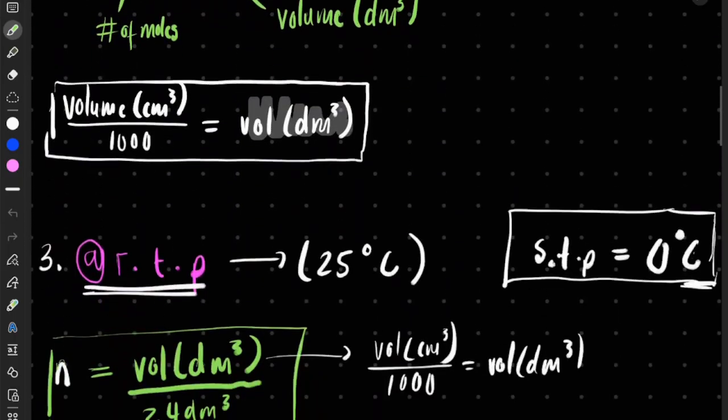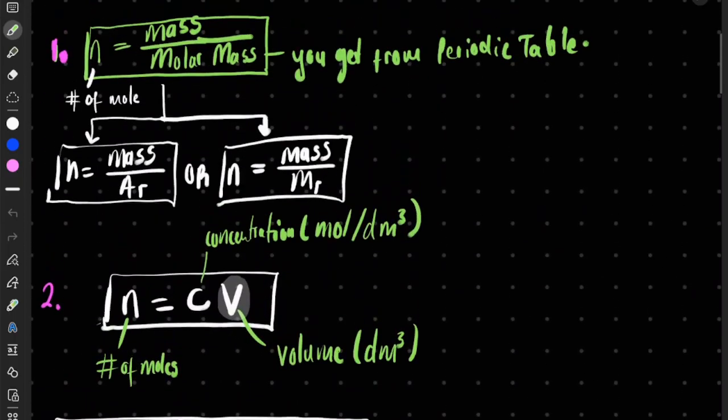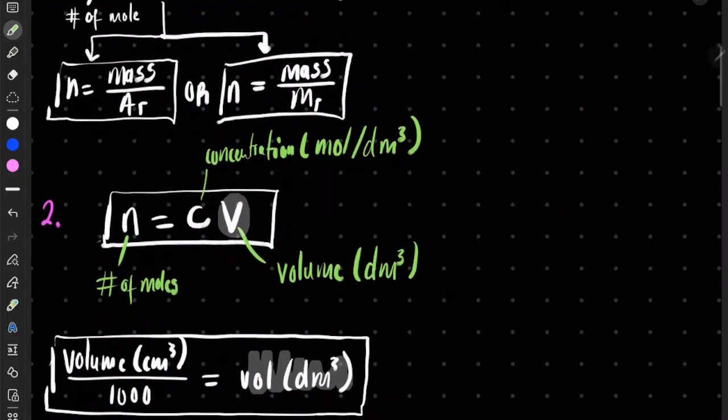One of these 3. So the first one is, if you are given the mass, then you have to use this formula number 1. I hope you're listening. If you're given mass, then you have to use this formula number 1. Number of moles is mass over molar mass, which we can make mass over AR if you have 1 atom, or mass over MR if you have 2 or more atoms.